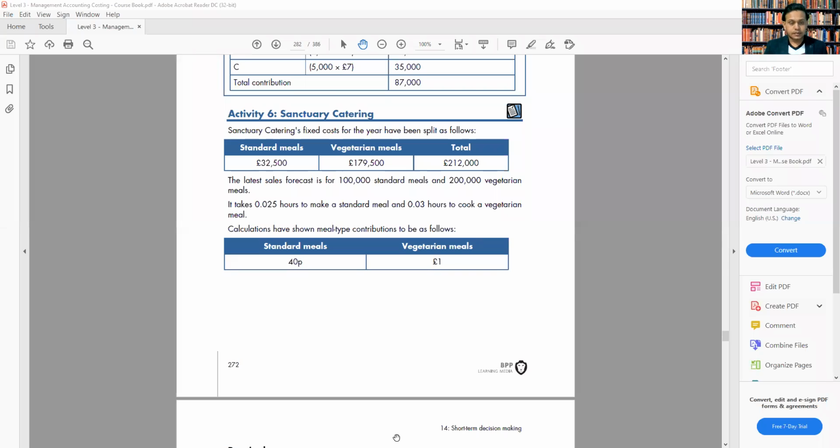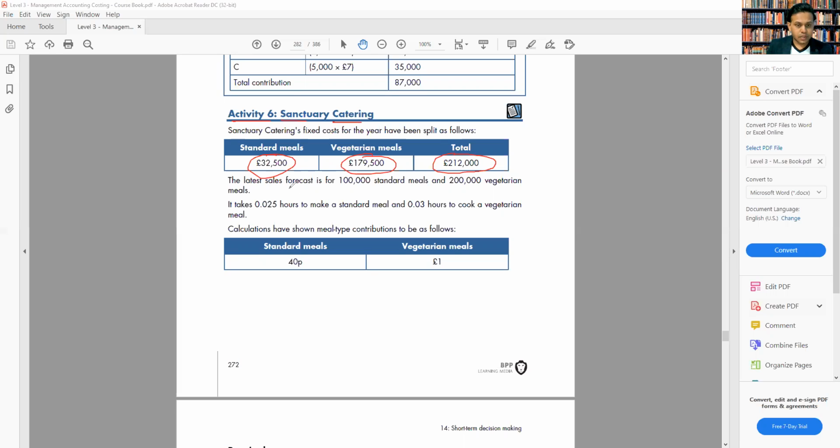All right, so activity 6, catering. Let's read this question. It says catering fixed costs for the year have been split: for the standard meal, 32,500, and for the vegetarian meal, 179,500. The total fixed cost is 212,000.